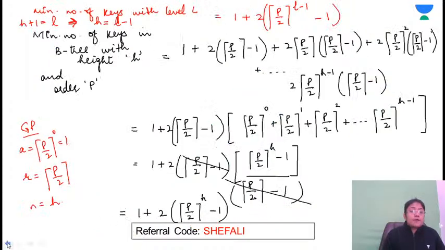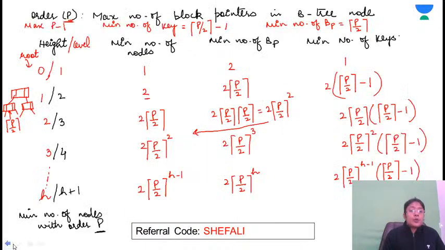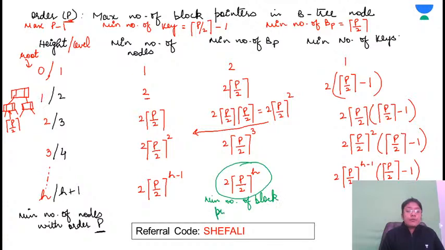Similarly, if they are asking for the minimum number of block pointers which will point to null, what will that be? Minimum number of block pointers pointing to null.